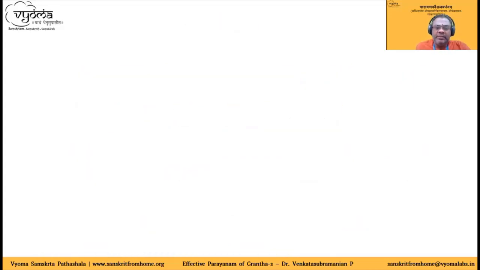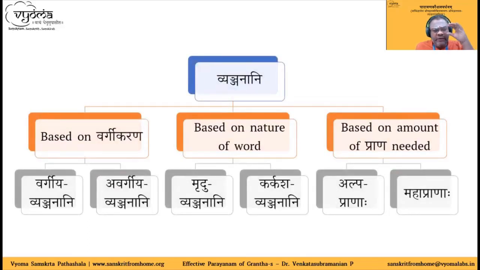Next we come to Vyanjanas. Vyanjana classification is very easy to do based on two parameters: Vargiya Vyanjana and Avargiya Vyanjana. Ka to ma are classified consonants. You divide them into Kavarga, Chavarga, Tavarga, Tavarga, Pavarga, each with 5 letters, 5 into 5, 20. Vargiya Vyanjanas and Avargiya Vyanjanas, very easy. Based on the amount of prana we need, the amount of stress you put to pronounce that letter, we classify it as Alpa Prana and Mahaprana. We'll see that. Based on the nature of the sound itself, Mridu and Karkasha. What is this Mridu and Karkasha? We'll see that also.